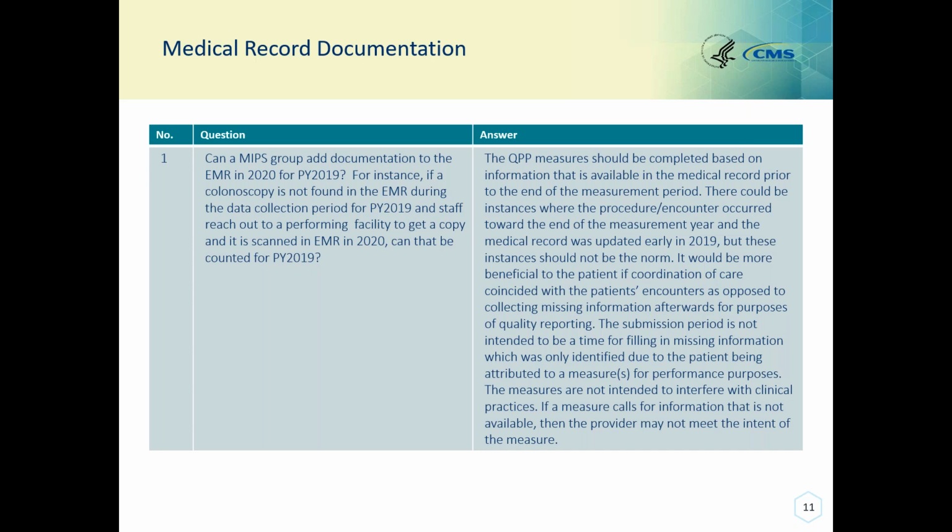Hi, this is Fiona from the Shared Savings Program. Yes, that's still acceptable. If you're looking for a procedure from a GI, if it was performed in 2019, and that's the measurement period, then it is acceptable to go outside of the ACO to find that information.